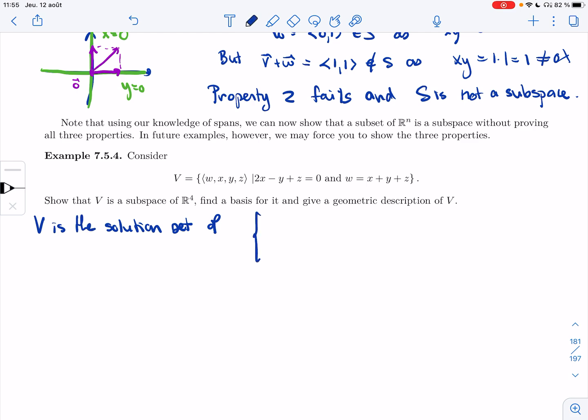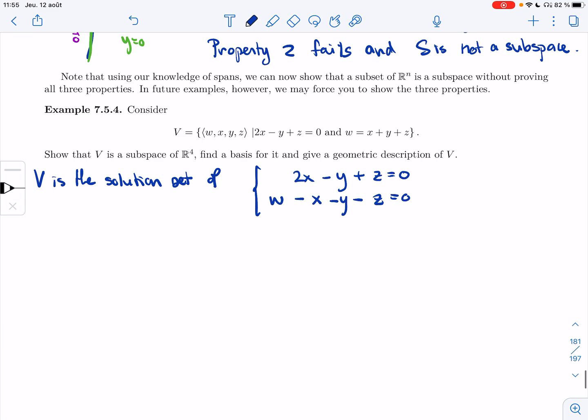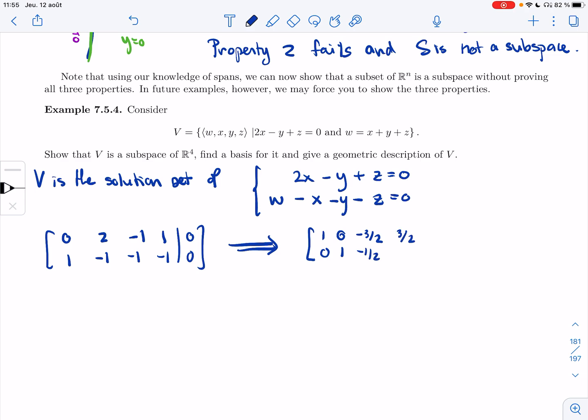of w minus x minus y minus z is 0, and 2x minus y plus z is 0. I'm going to solve this system. So if I solve it, I'm going to get 1, 0, 0, 1, minus 3 halves, 3 halves, and 1 half. I did this ahead of time. So I have two leading ones. I have two free variables. That's going to give me two parameters.